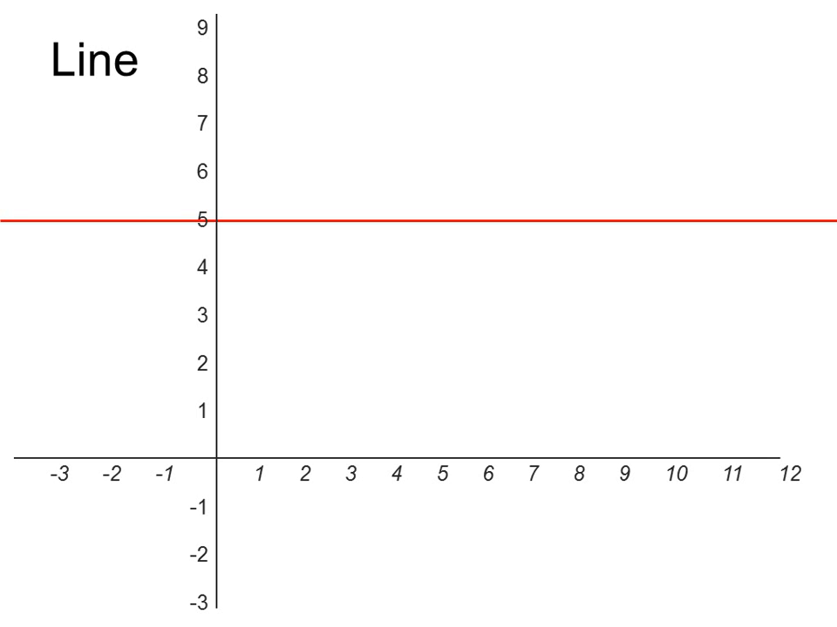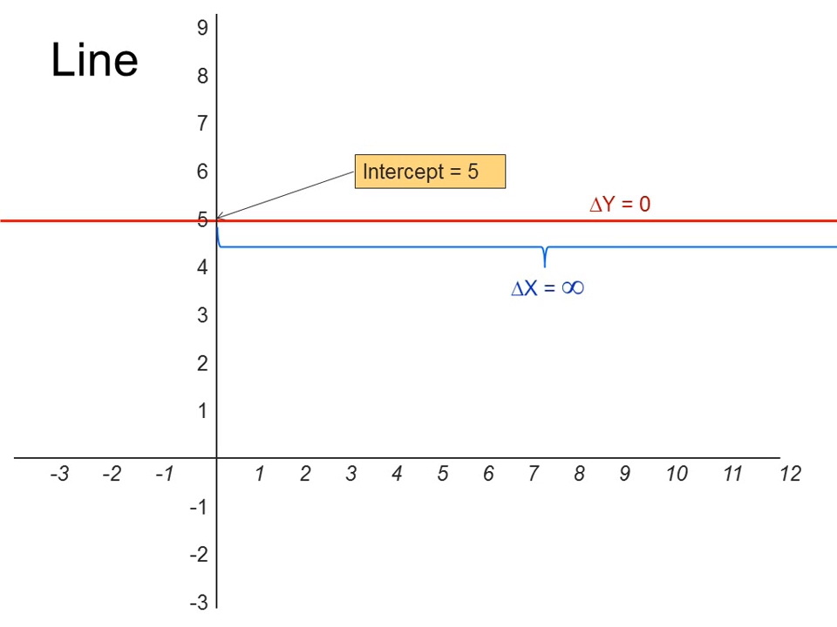This is a puzzler, unless you remember your college algebra. So the intercept is 5. Change in y is 0. It changes nothing. And the change in x is infinite. It just keeps going and going and going, forever and ever. So the slope is undefined. It's 0 divided by infinity. It's undefined. So the equation isn't an equation. It's just, well, y equals 5.